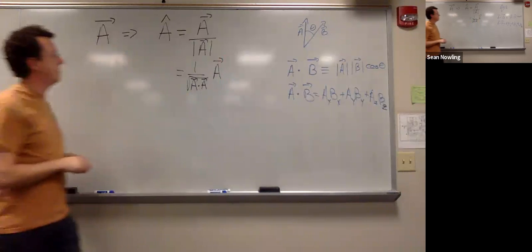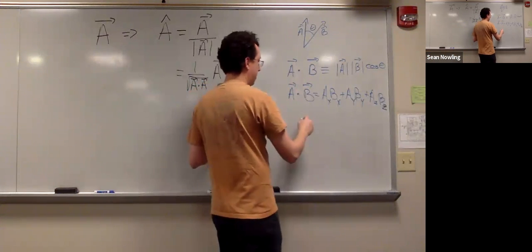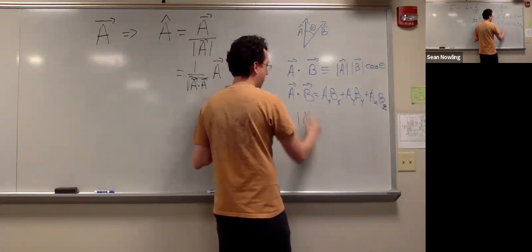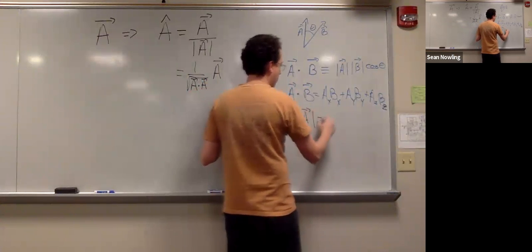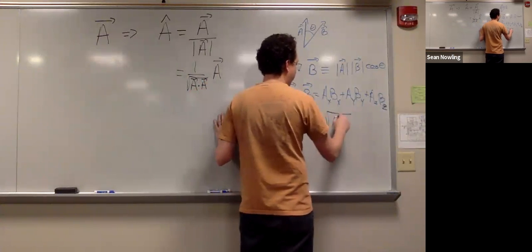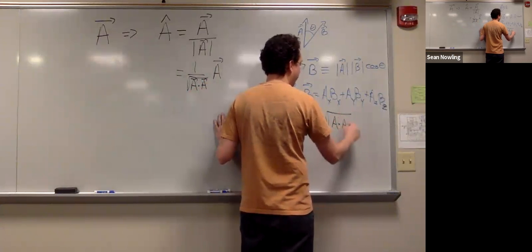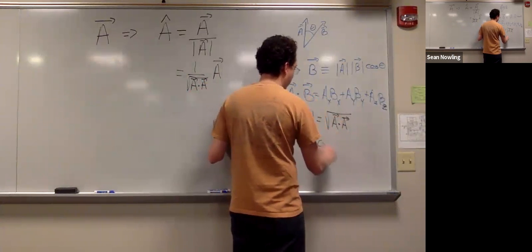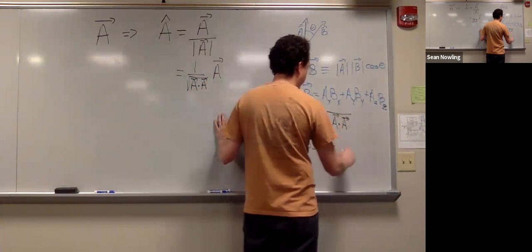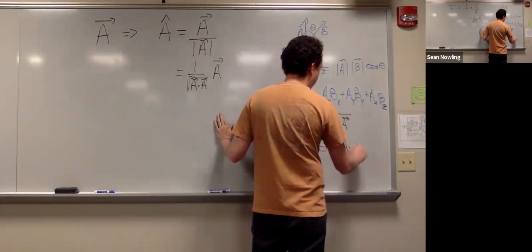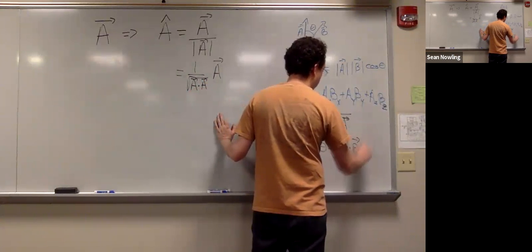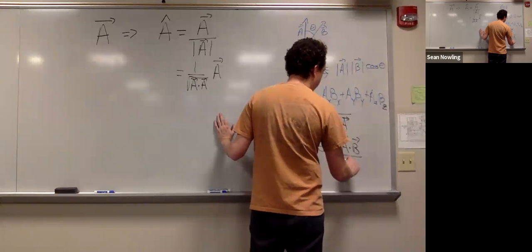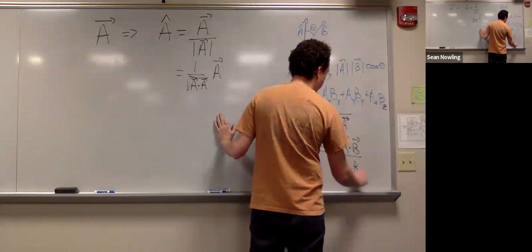All right, so I'm going to add to my list here. I'm going to say that the magnitude of a vector is the square root of the dot product with itself. And I'm going to define the cosine of an angle between two vectors as A dot B divided by the magnitude of A and the magnitude of B.